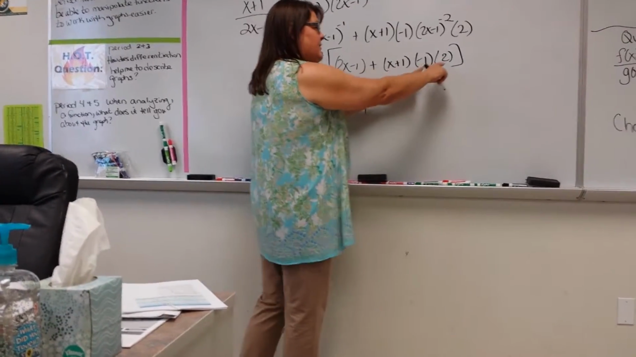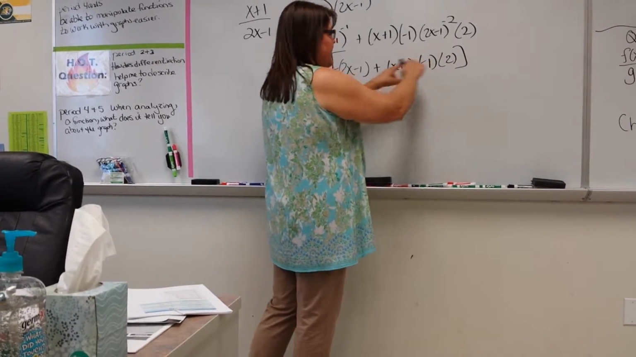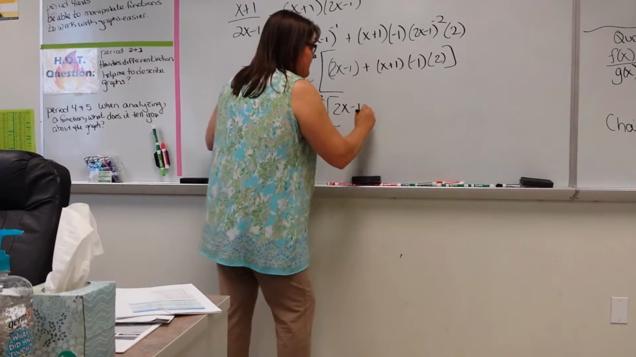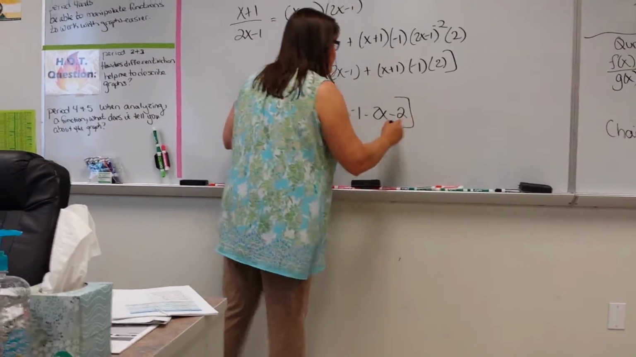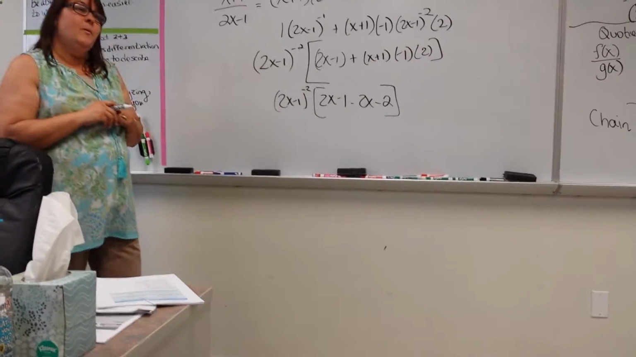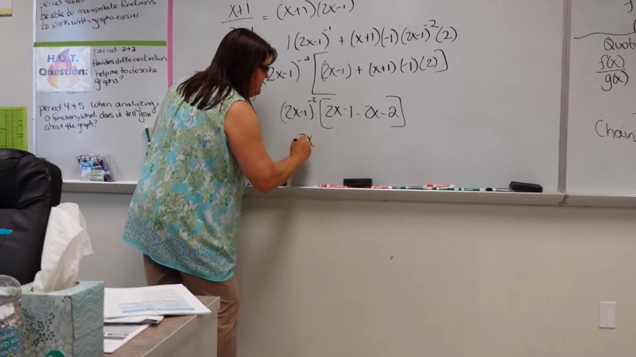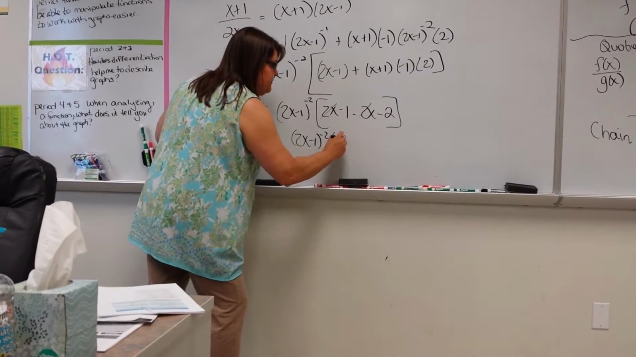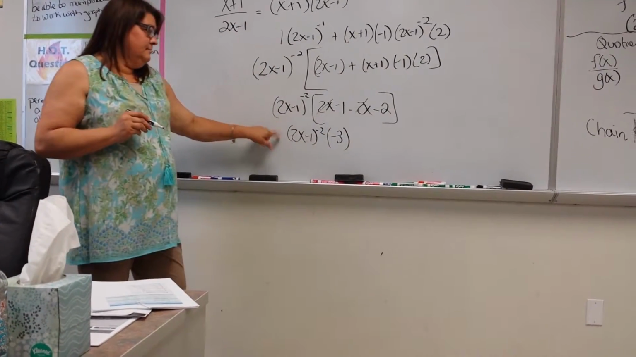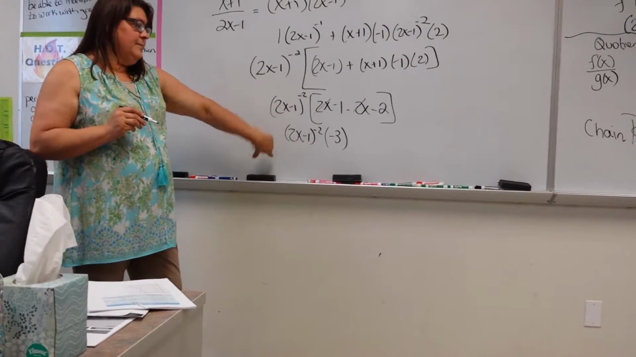And then, do you guys agree this is really -2? -2x minus 2, each of these guys, right? So minus 2. Okay, so clean her up a little bit more. So I've got 2x minus 1 to the -2. And then the 2 x's cancel out, and then you have -3. And then the -2, and that could flip to the bottom.